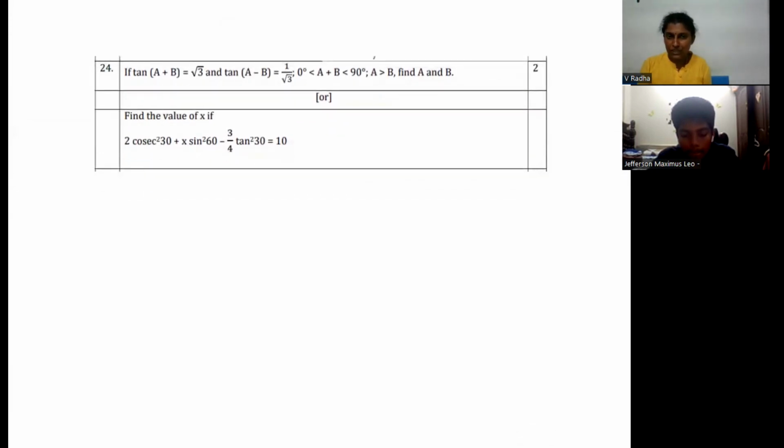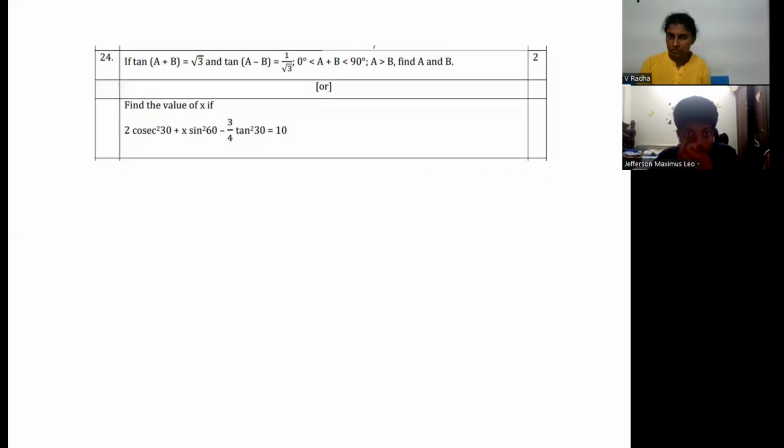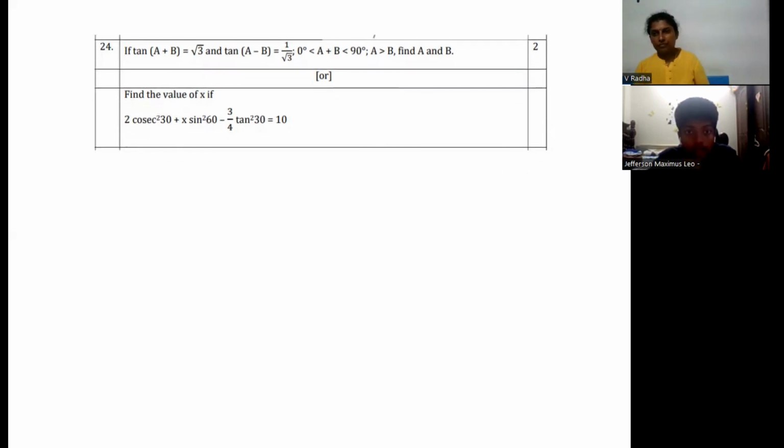Okay, just read the question. First question. If tan(A plus B) is equal to root 3 and tan(A minus B) is equal to 1 by root 3, where 0 degree is less than A plus B less than or equal to 90 degrees and A is greater than B, find A and B. Okay, this is an easy one.